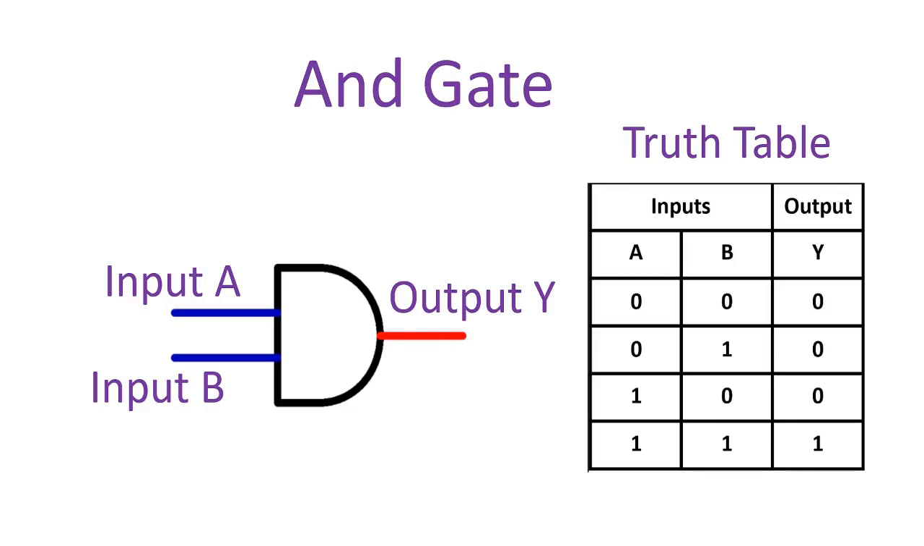Otherwise, it's 0. Looking at the truth table: input A is 0, input B is 0, output is 0. Input A is 0, input B is 1, output 0. Input A is 1, input B is 0, output 0. Input A is 1, input B is 1, output is 1.